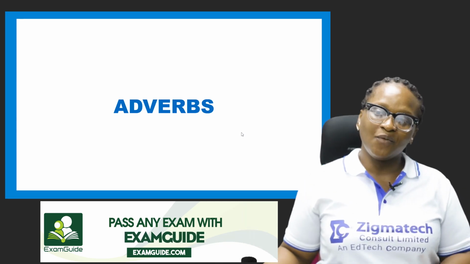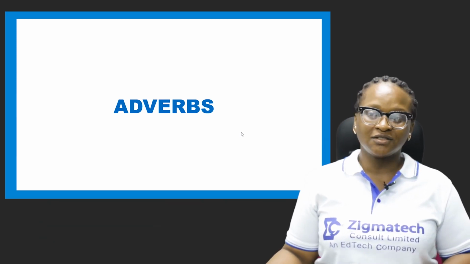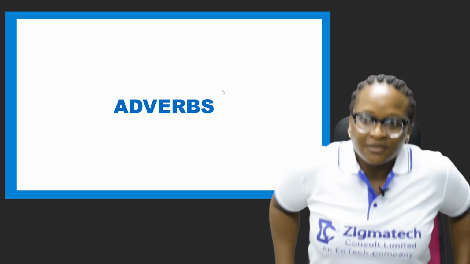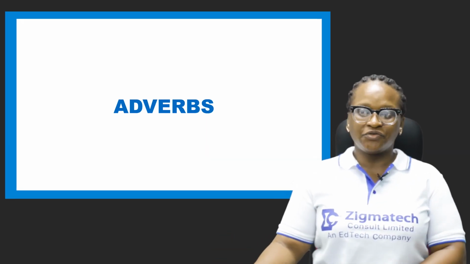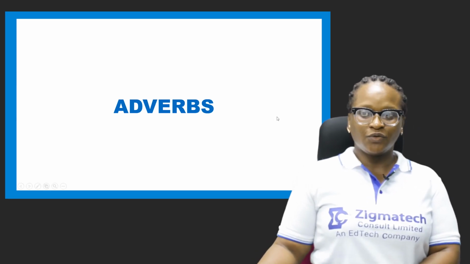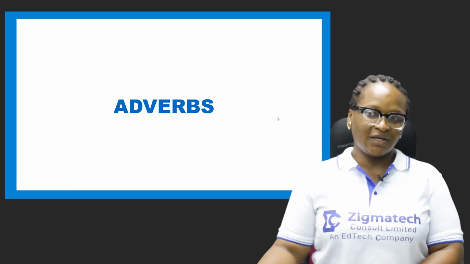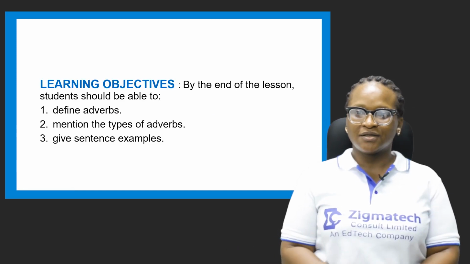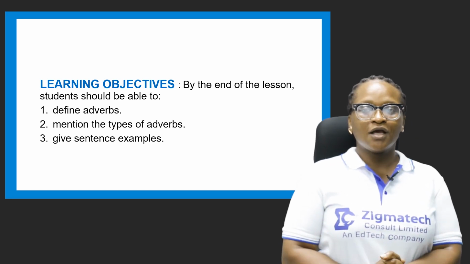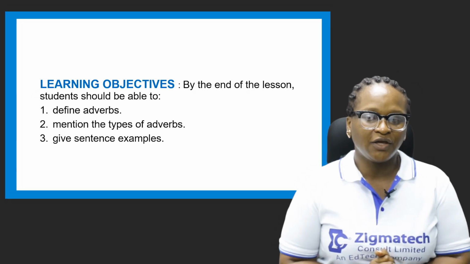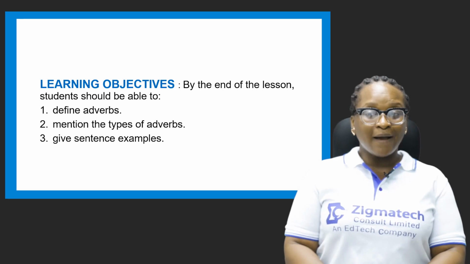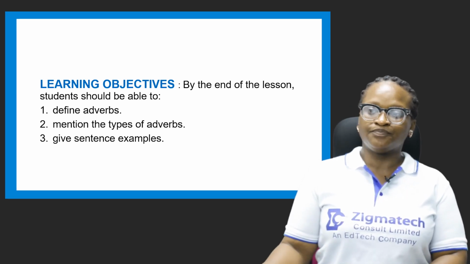So today we want to look at an interesting topic in English, basically under grammar, and I would like that we take it seriously and it will help us go a long way. All right, so I want to look at adverbs. Yes, adverbs, very important. Our learning objective by the end of the lesson: students should be able to define adverbs, mention the types of adverbs, and give sentence examples of adverbs.